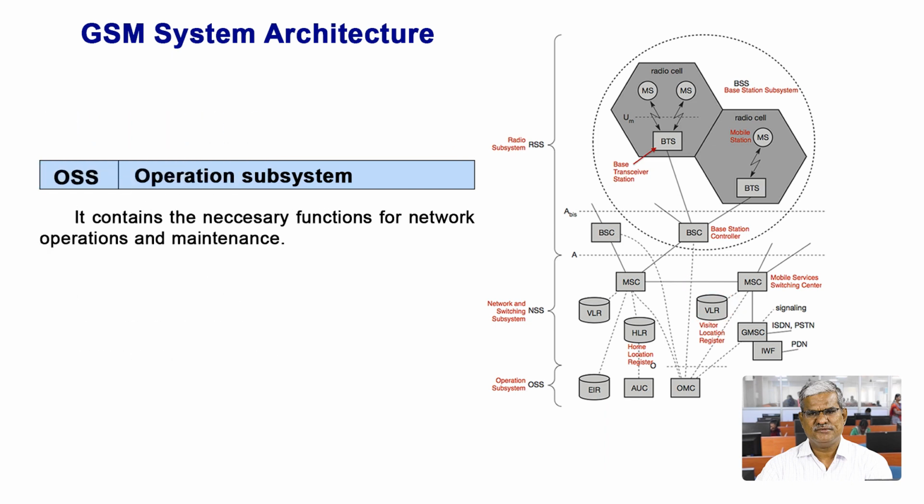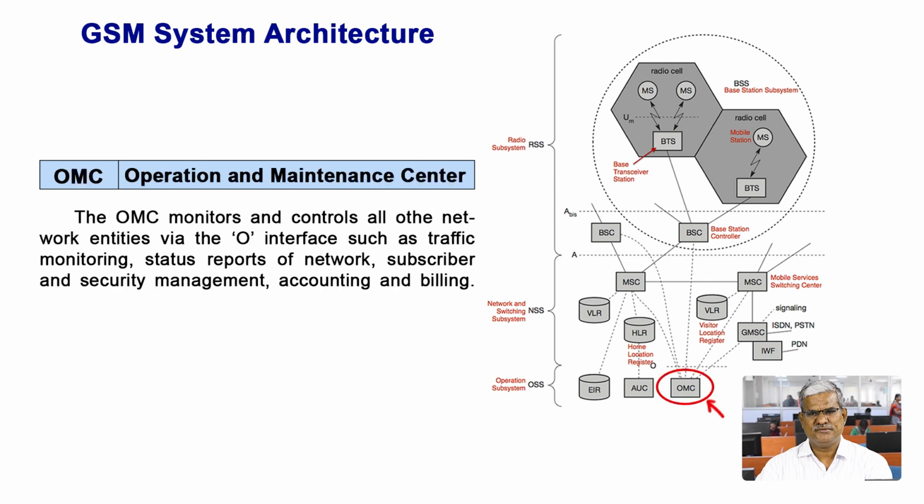The third part of a GSM system architecture, the operation subsystem, contains the necessary functions for network operations and maintenance. The OMC monitors and controls all other network entities via the O interface, such as traffic monitoring, status reports of network, subscriber and security management, accounting and billing.